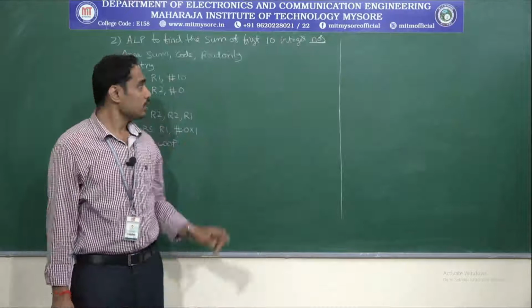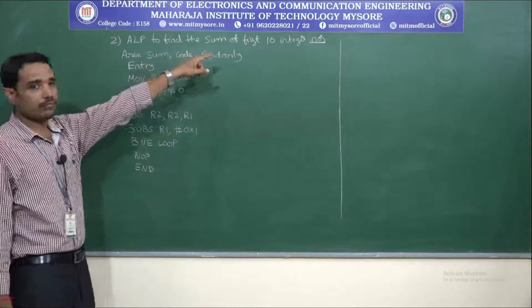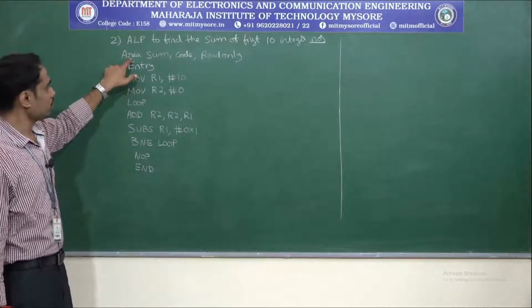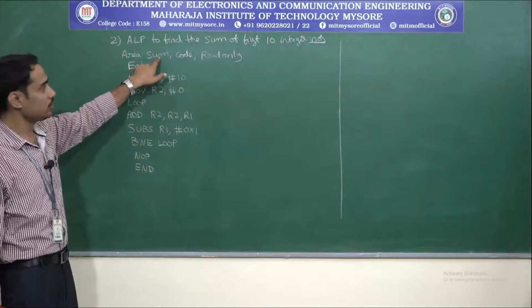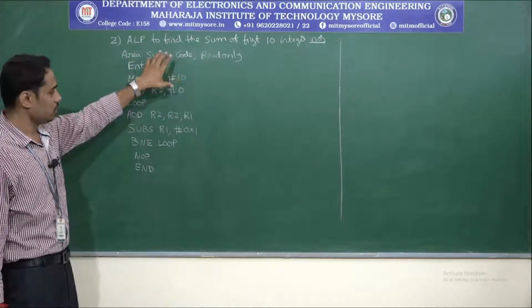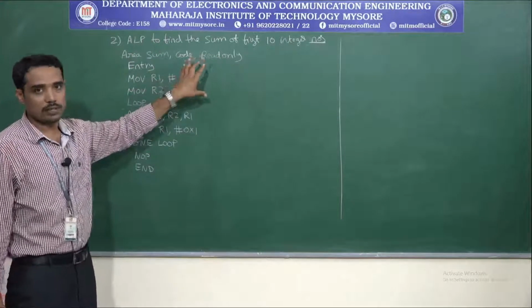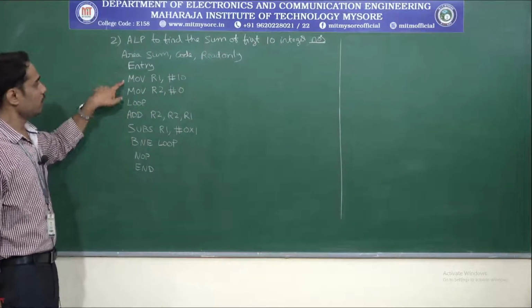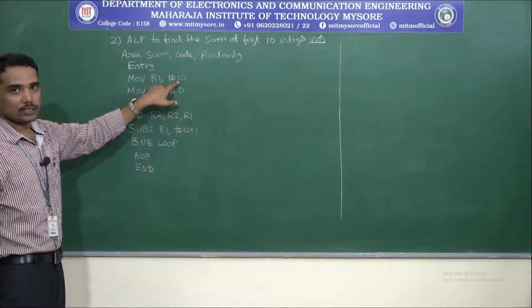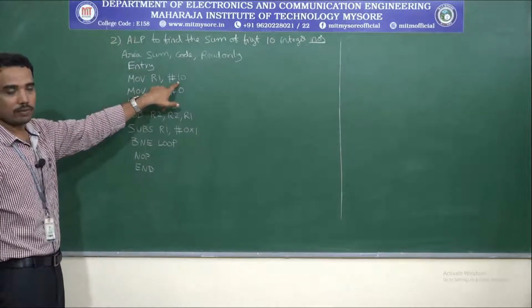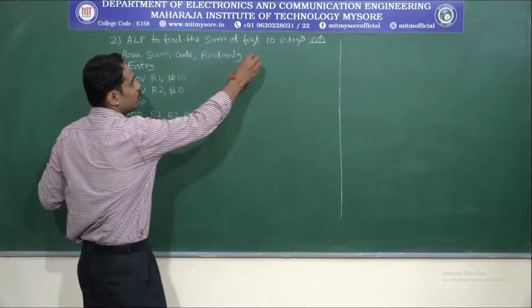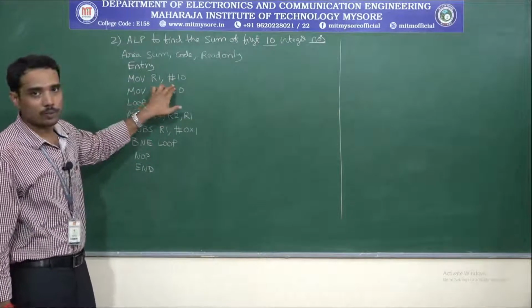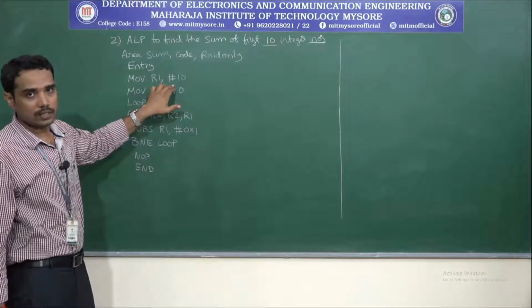The next program is an ALP to find the sum of first 10 integer numbers. As usual, we can see AREA followed by sum. This is the program name, followed by code. This is the code, and this implies READONLY. Starting from ENTRY, we have MOV R1, #10. This is the counter value to indicate the first 10 integer numbers. Here our aim is to add the first 10 integer numbers.